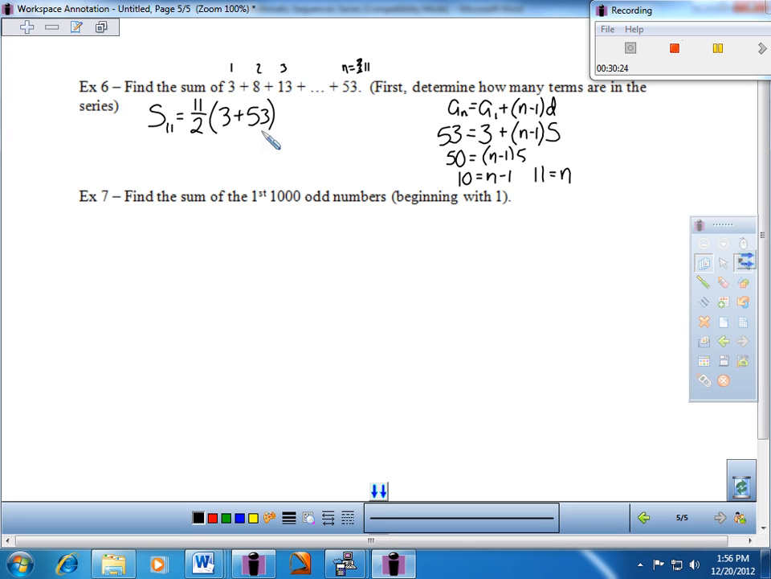And so if you get a chance, grab your calculator. This looks to be 5.5. So I have 5.5 pair sums. And it looks like the pair sum would be 56. My fault. And so when we do that, I get 308. Please check that out on yours. But the sum of the first 11 terms would be 308.